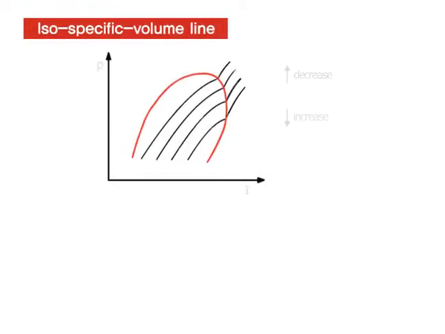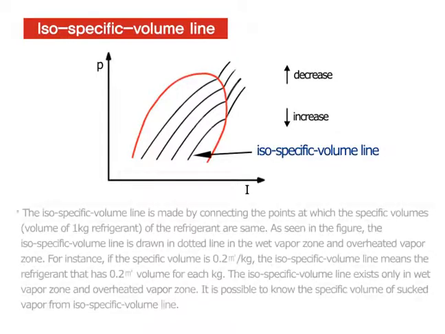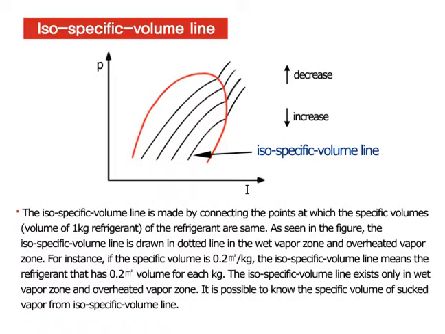Now I will explain about the isospecific volume line. The isospecific volume line is made by connecting the points at which the specific volumes, the volume of 1 kilogram of refrigerant, of the refrigerant are the same.